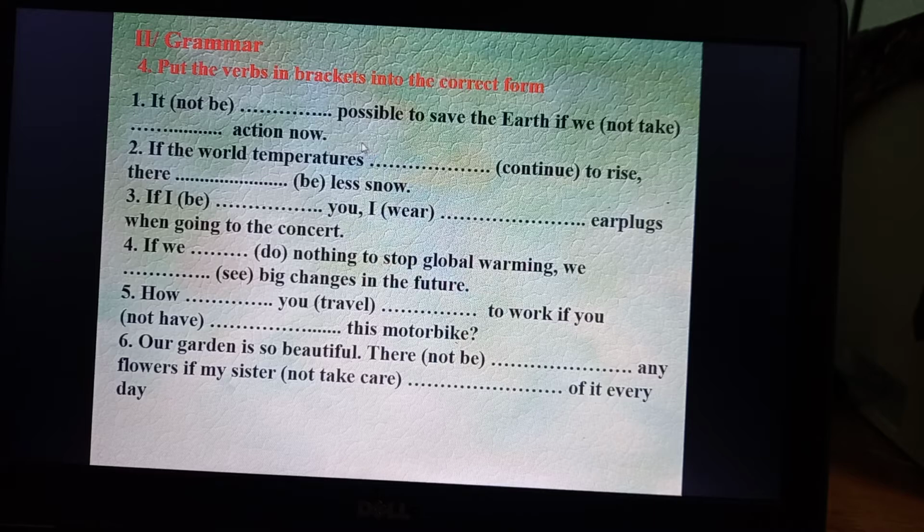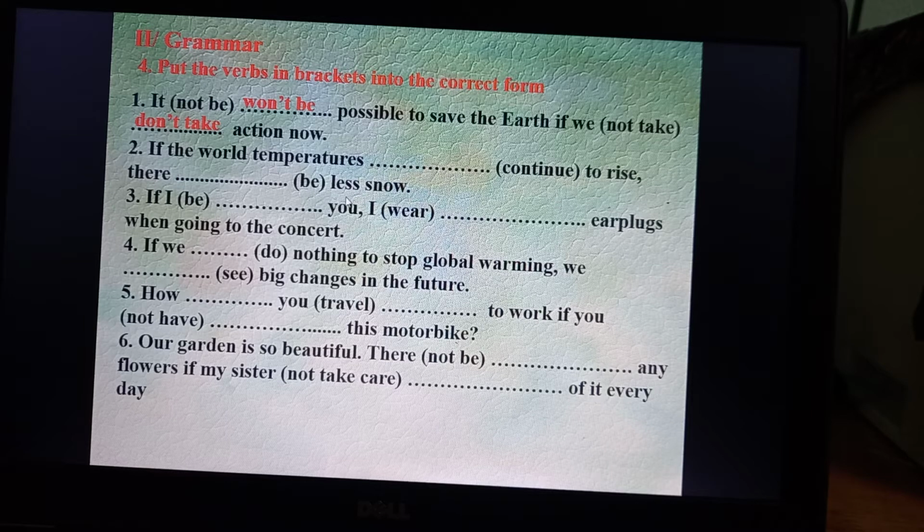In this task, we use if clause. You remember type 1 or type 2, you must look at the sentences. Number 1, it not be possible to say earth if we not take action now. In this sentence, I think we should use type 1, conditional type 1. For example, it not be here, you can say won't be. And if here, we use present simple. Don't take. And you do another sentence the same.